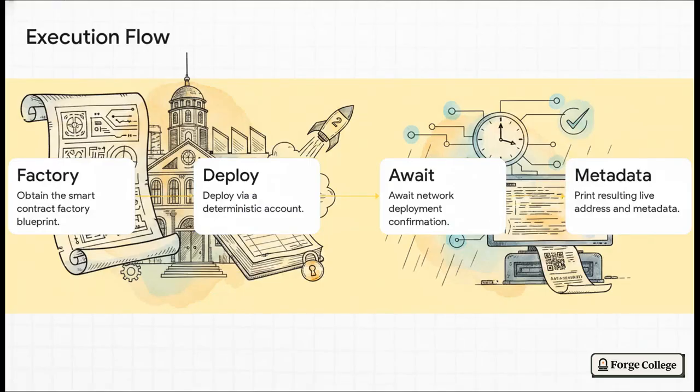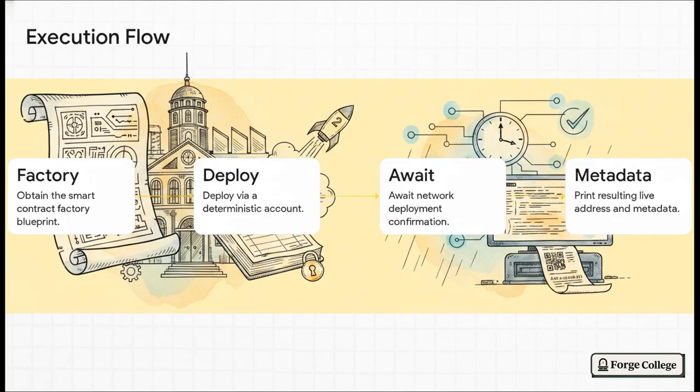Our Hardhat script executes a clean, highly automated flow. First, it obtains the contract factory, which is basically grabbing the blueprint we just finalized and getting it ready for the Ethereum virtual machine. Second, it deploys via a deterministic account, ensuring our deployments are perfectly reproducible across different environments.